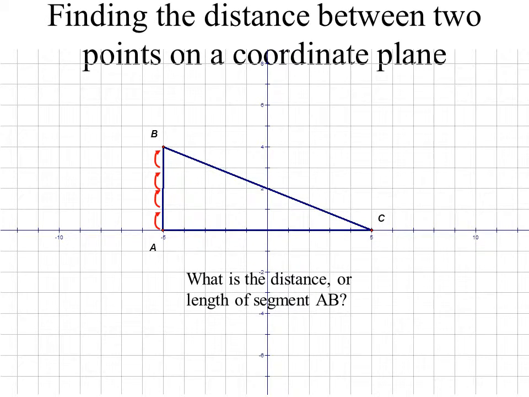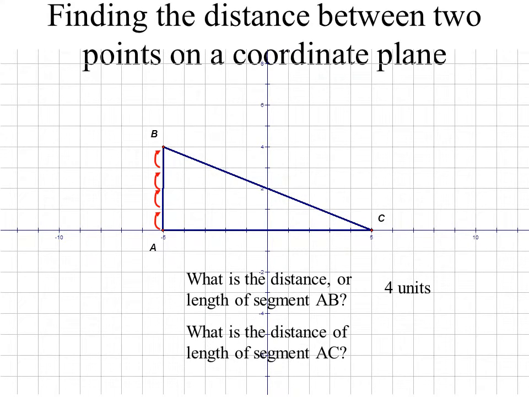By the same token, if I want to find the length of AC, it's completely horizontal. So I know that the larger number is 5. I can subtract the smaller number, which is minus 5. So I know that this has to be 10 units long. Or I can just count it. 1, 2, 3, 4, 5, 6, 7, 8, 9, 10.